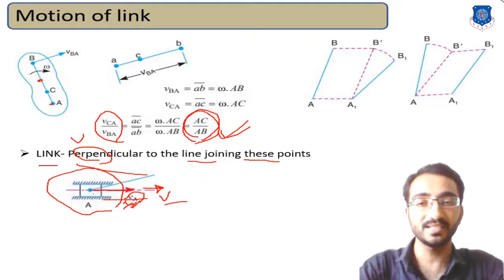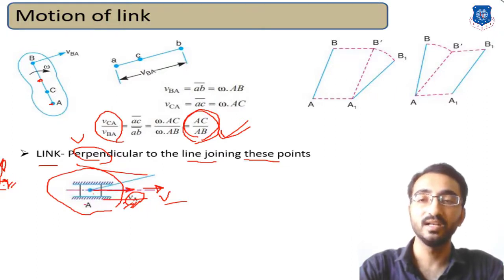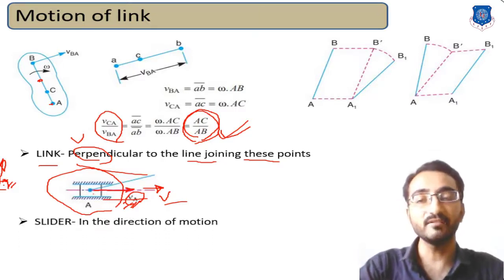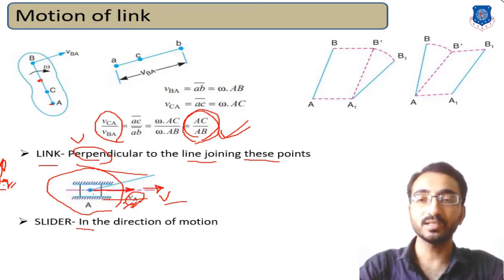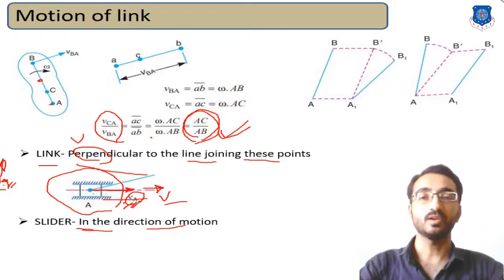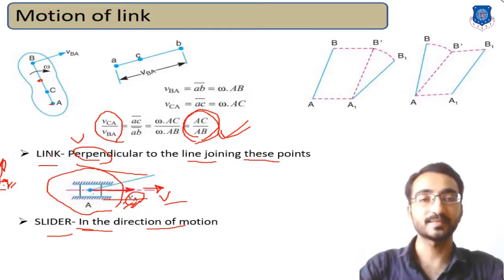Similarly, let's consider this arrangement with the slider in a vertical direction. If the slider moves in the vertical direction, then the velocity will also always be in the same direction as the motion. So for a slider we have to remember that the direction of velocity is the same as the direction of the motion. These two fundamentals are very useful to learn the motion of a link. So to learn velocity analysis, we have to remember these two fundamentals. Okay, thank you.